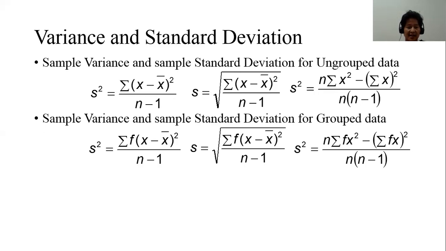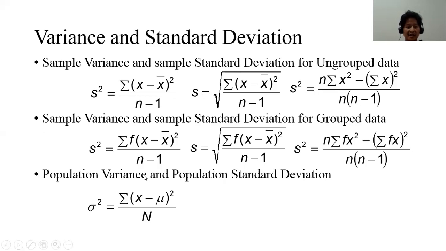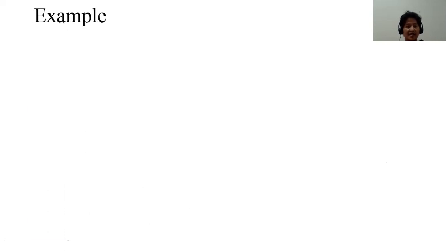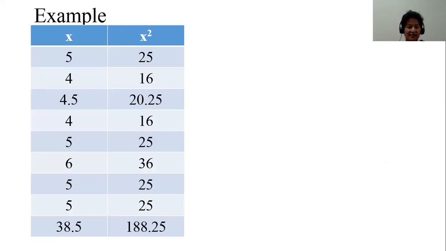Ang pagkakaiba lang, meron nang f. Okay? For the population, ito bihira kasi itong gamitin. Okay, so let's have an example on how we can solve for the variance and standard deviation of ungrouped data. So I already have, say for example, this data. Ito na yung aking x, yung mga sample ko. And then I already squared the x's. So x squared: 5 squared, 4 squared, 4.5 squared, and so on. And then I added all the x squared, and then I added all the x. Ito yung magiging summation of x ko.